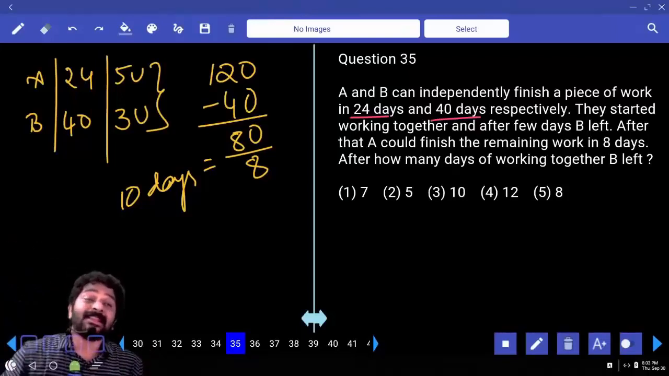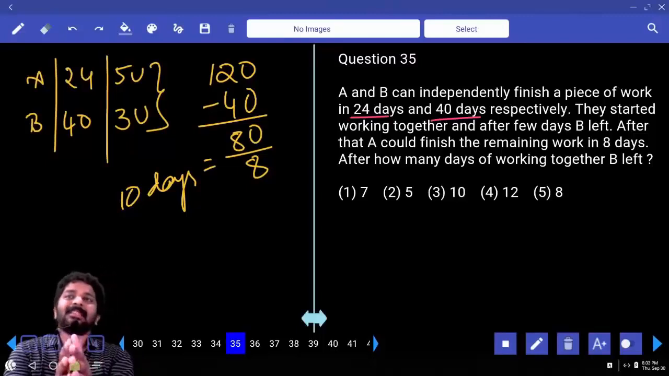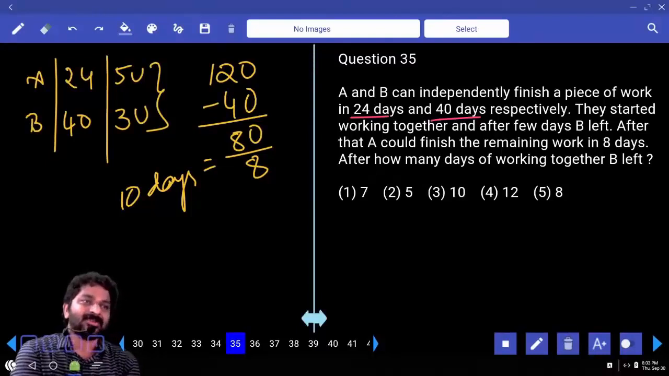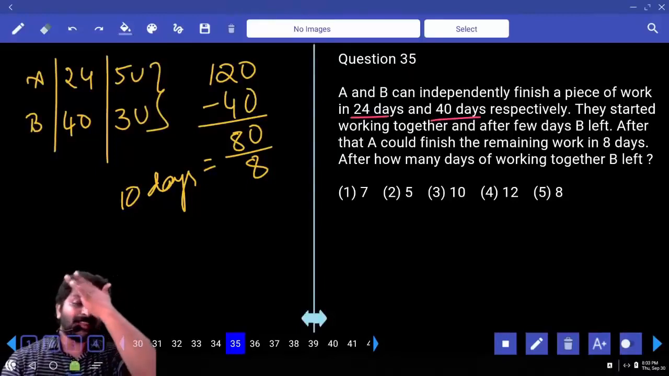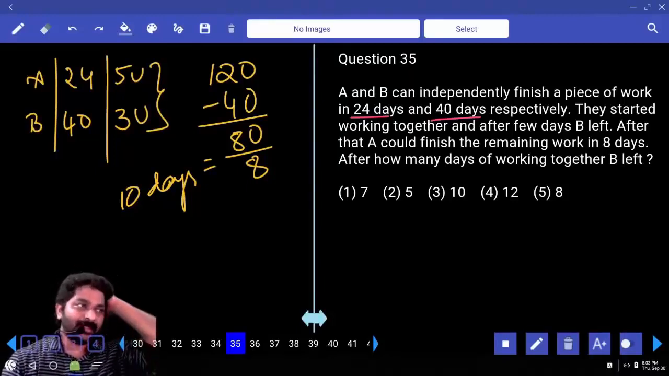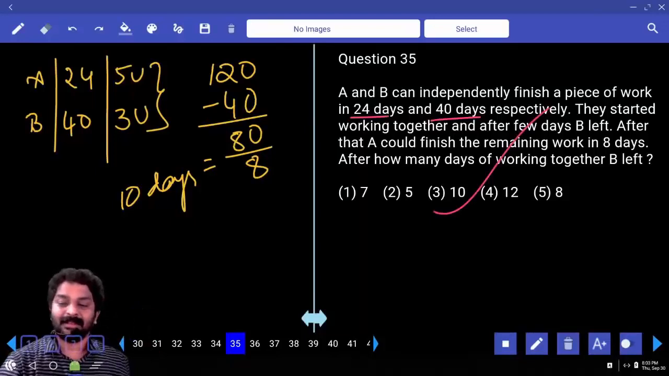The total work is completed in how many days? 18 days. Together they worked for 10 days. After that A alone worked for 8 days. The total work is completed in 10 plus 8, 18 days. Okay? The question asked is after how many days B left. So B left after how many days? 10 days, final.